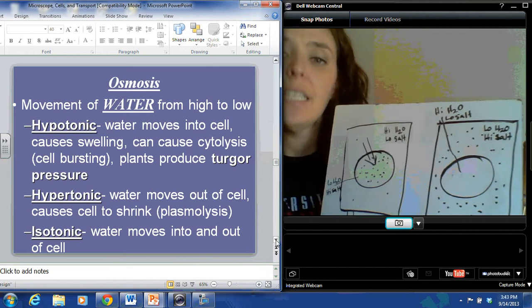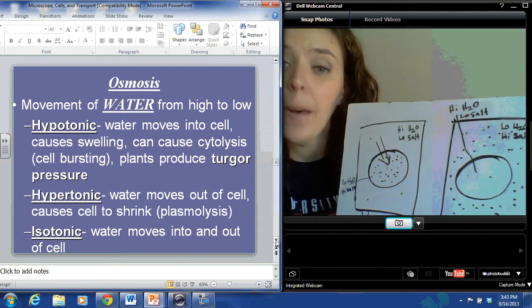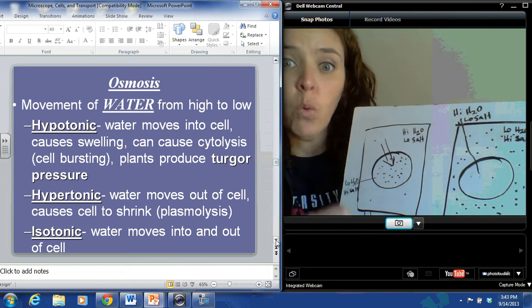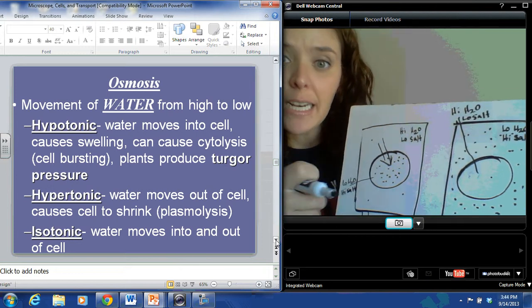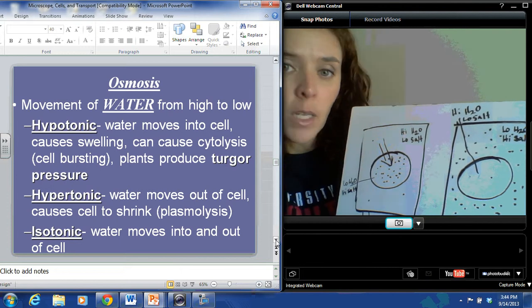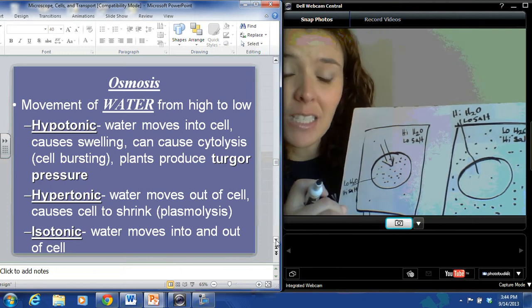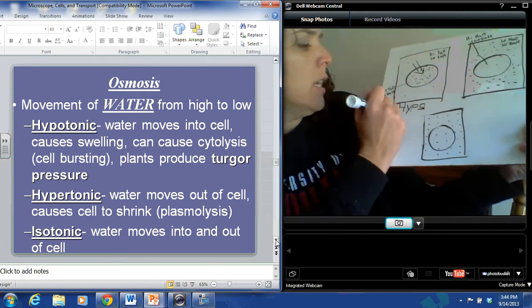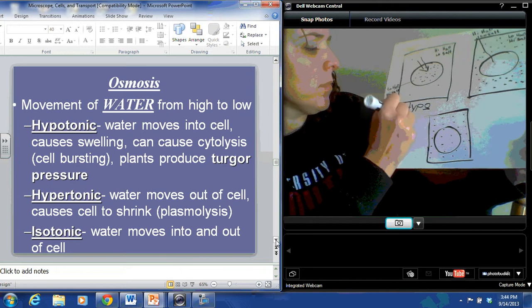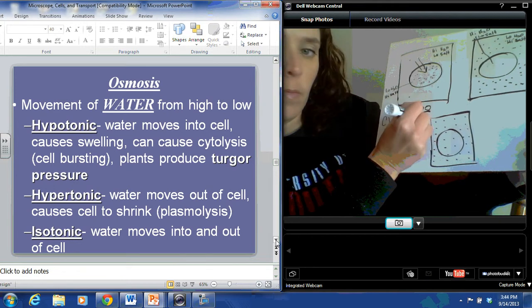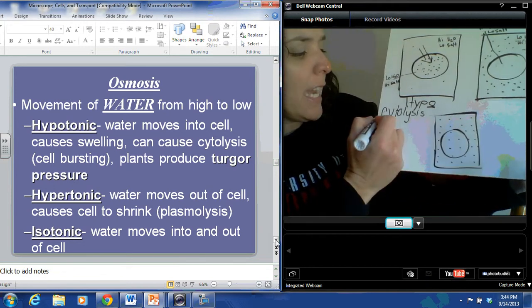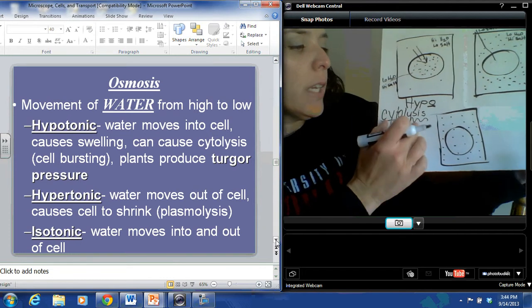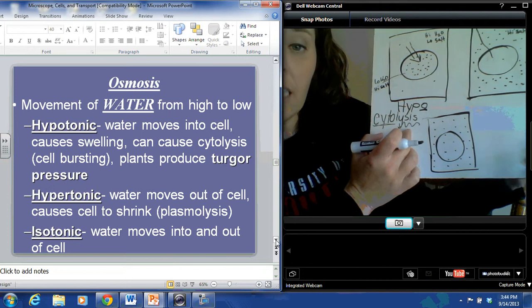Also, I like to think of a hippopotamus, right? Hippos are very big. Well, what's going to happen to the cell when you're pouring water into it? It's going to get big like a hippo. Okay? Now, sometimes this can result in cell bursting. If the cell bursts, that is called cytolysis. Okay, cytolysis. Cyto means cell. Lysis means to burst. Okay, so the cell goes through cytolysis, cell bursting.